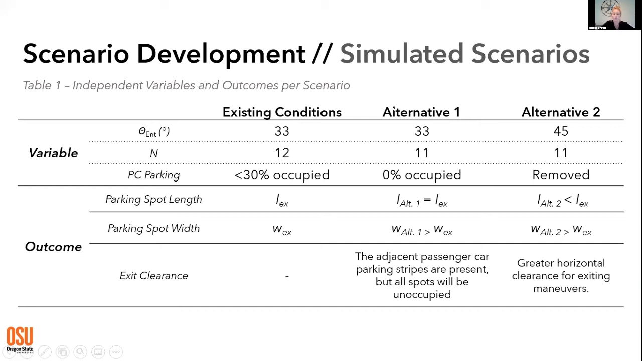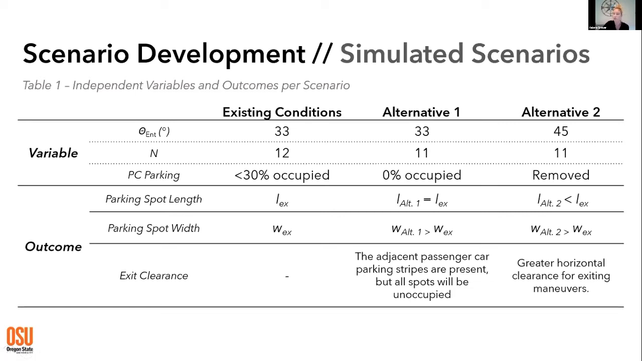And then for alternative 1, sorry, we kept the entrance angle at 33 degrees. However, we removed 1 parking spot, and of that 12th parking spot, we distributed its width across the remaining 11 spots. And then we left the passenger car parking striping in the design, but removed all the vehicles from the simulation. So it's as if it was not occupied at all. So effectively, the lengths of the parking spots stayed the same, whereas their width increased.